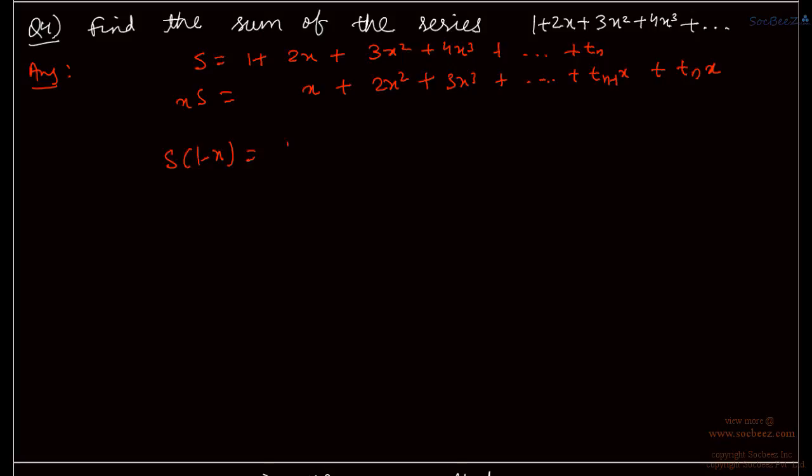S into 1 minus x is 1. Now look at this part. 2x minus x gives me x. 3x squared minus 2x squared, x squared. 4x cubed minus 3x cubed, x cube, oh sorry, okay, all the way like this.